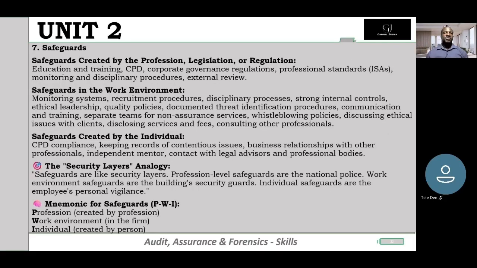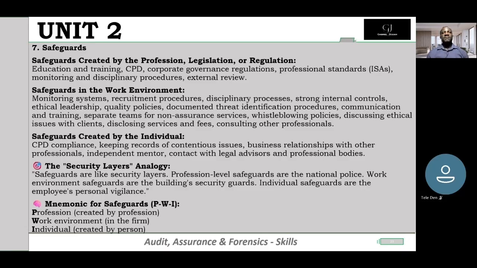Now, how do we address these threats? We address them through safeguards. There are safeguards created by the profession, by legislation, and by regulation. These safeguards come through education and training. Number 1, a continuous program of education; in ICAN, we call it the mandatory continuous program of education. Then we have corporate governance regulations, professional standards such as the ISAs, monitoring and disciplinary procedures, and external reviews.